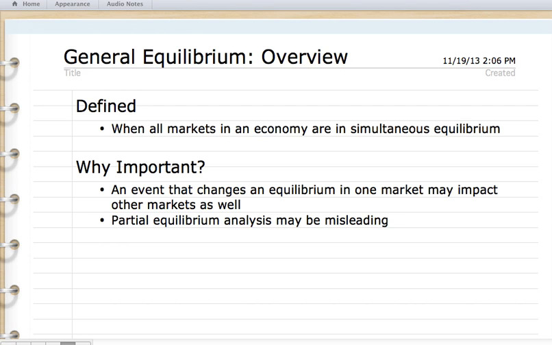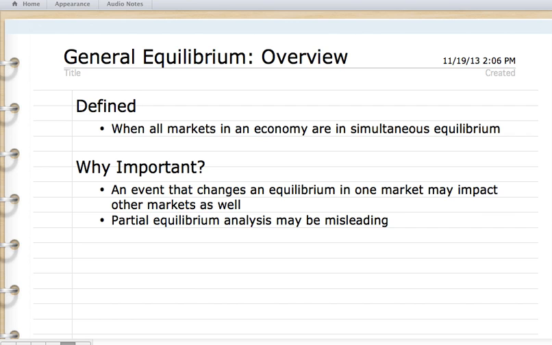Alright, so what I want to do is give you a brief overview of what I mean by general equilibrium, why it's important, and then I'll give you a specific example of how changes in one market can affect another market, and how both of those markets adjust to equilibrium if we're talking about a perfectly competitive marketplace.